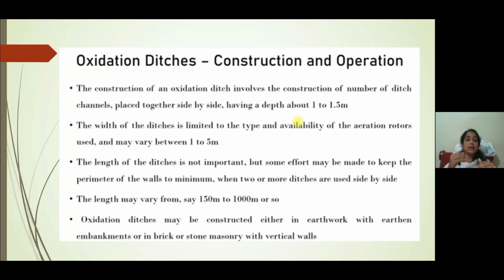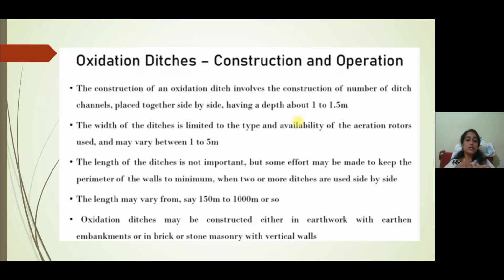Then the construction of these oxidation ditches involves the construction of a number of ditch channels placed together side by side, having a depth of 1 to 1.5 meter. The width of the ditches is limited by the type and availability of aeration rotors. That is, depending upon the size of the rotor, we have to fix the width of the oxidation ditches, and it may vary between 1 to 5 meter.